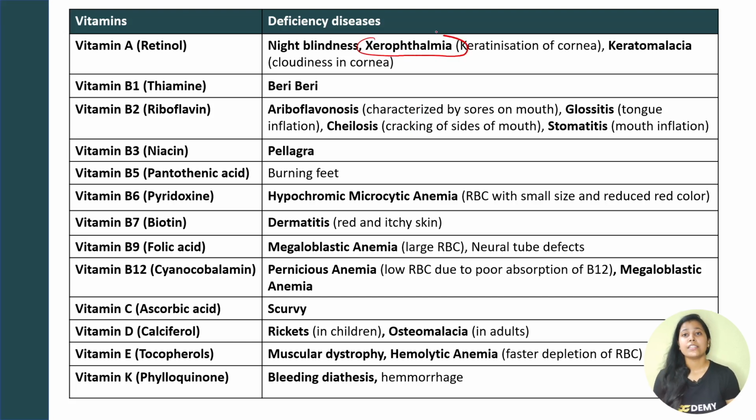It was asked that xerophthalmia is caused by deficiency of which of the vitamins. So now you know that it is caused by vitamin A deficiency. Deficiency of vitamin A can also cause keratomalacia, which means there is cloudiness in the cornea. So that is one disease. Vitamin B1, that is thiamine, the deficiency of it can cause beriberi.